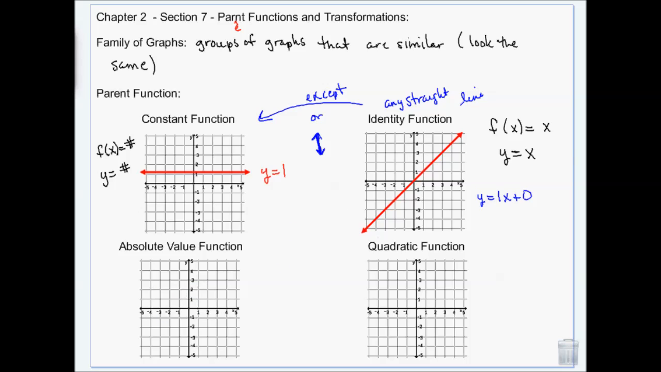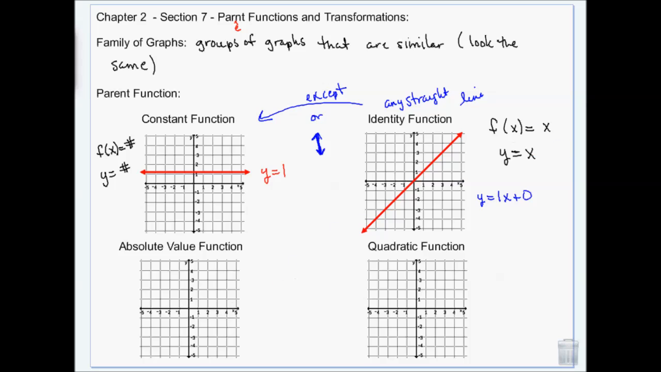The absolute value function we just talked about, it's not the constant function, and it can't be a straight up and down line because a straight up and down line is not a function. But any other line is part of the identity function. But the actual identity, the parent function, is y equals x.